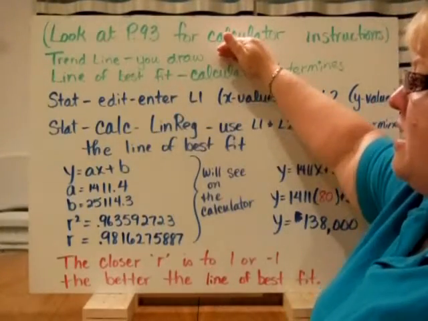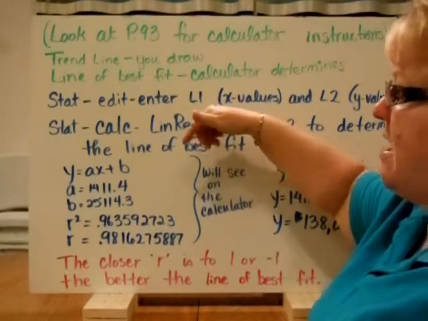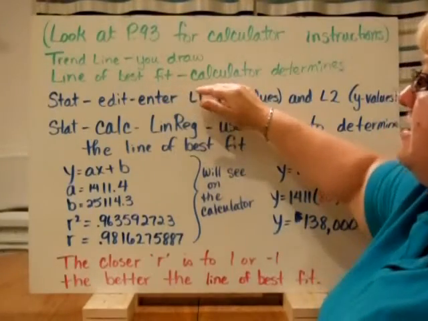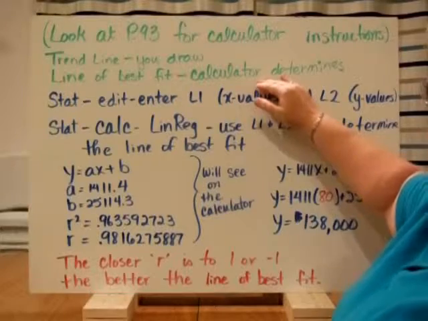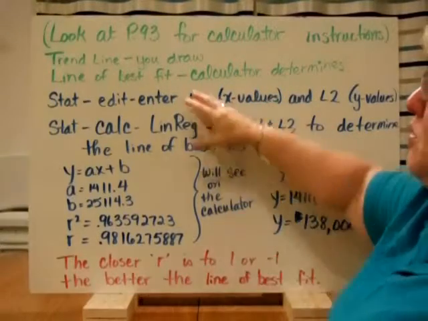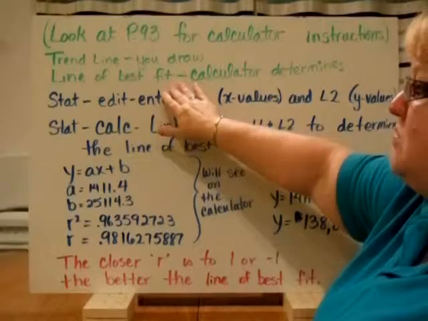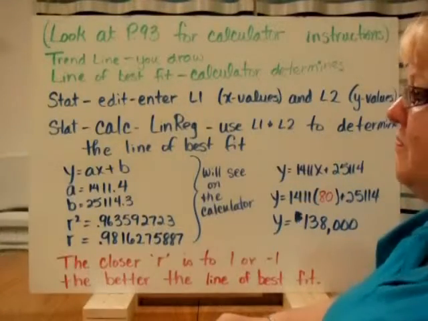The trend line was the line that we drew on the previous slide. The line of best fit is the same thing, except the calculator is going to determine it, and it's going to use all of the points to find this line. So this would be more accurate with the calculator.